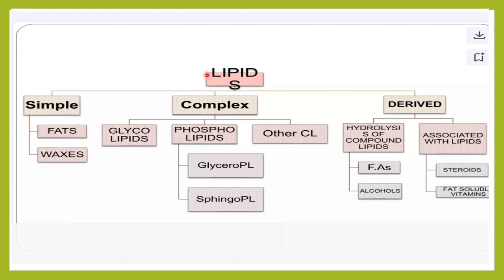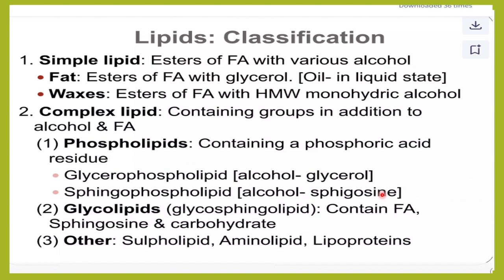Lipids are classified as simple lipids, complex lipids, and derived lipids. Simple lipids are like fats and waxes. Complex lipids are your glycolipids, phospholipids, etc. And derived lipids are your fatty acids, steroids, fat soluble vitamins, alcohol, etc. Simple lipids are nothing but the esters of fatty acids with various alcohols. Like you have fat, you have wax. Wax is nothing but an ester of a fatty acid with a high molecular weight monohydric alcohol.